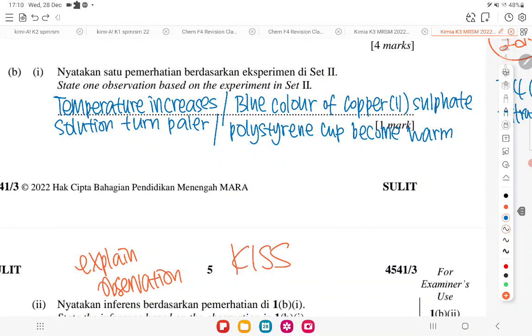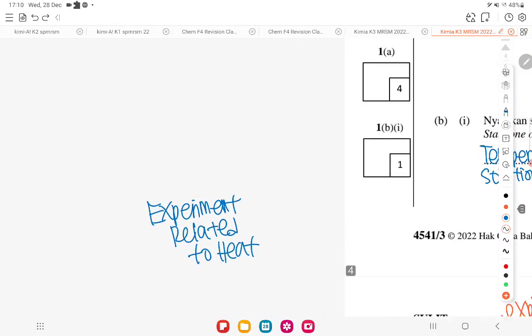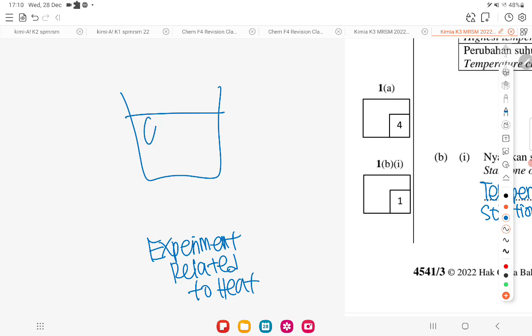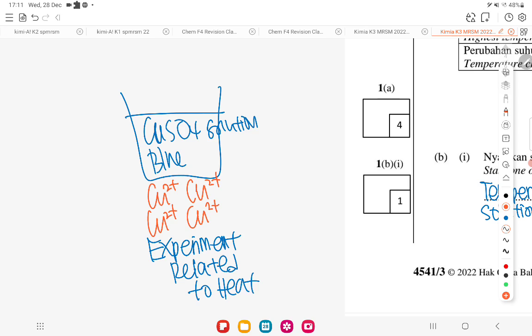Okay. So why does the blue color of the solution become paler? This one we learned before. You must first understand what you have in the cup: copper sulfate solution. So who gives you the blue color? The blue color comes from Cu2+. If you have many Cu2+, the blue color is very dark. But if we have lesser and lesser Cu2+, the blue color will become paler, become lighter. Very simple. The more Cu2+ you have, the darker the blue color.